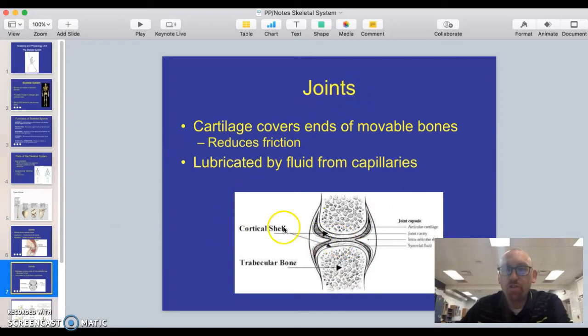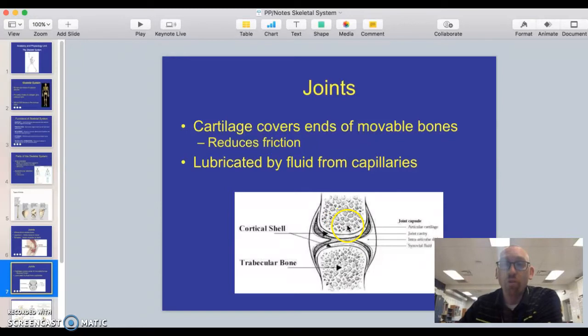So inside your joints, you often also have cartilage, which is another type of connective tissue. The cartilage is often what covers the ends of the movable bones. So like if this is your, say, knee, right here, this bone and this bone are coming together. This is the cartilage. And when you dissect the chicken bones, you'll see that on the ends they have this kind of rubbery cartilage that's very lubricated by the capillaries. It reduces the friction so that these bones don't rub together.